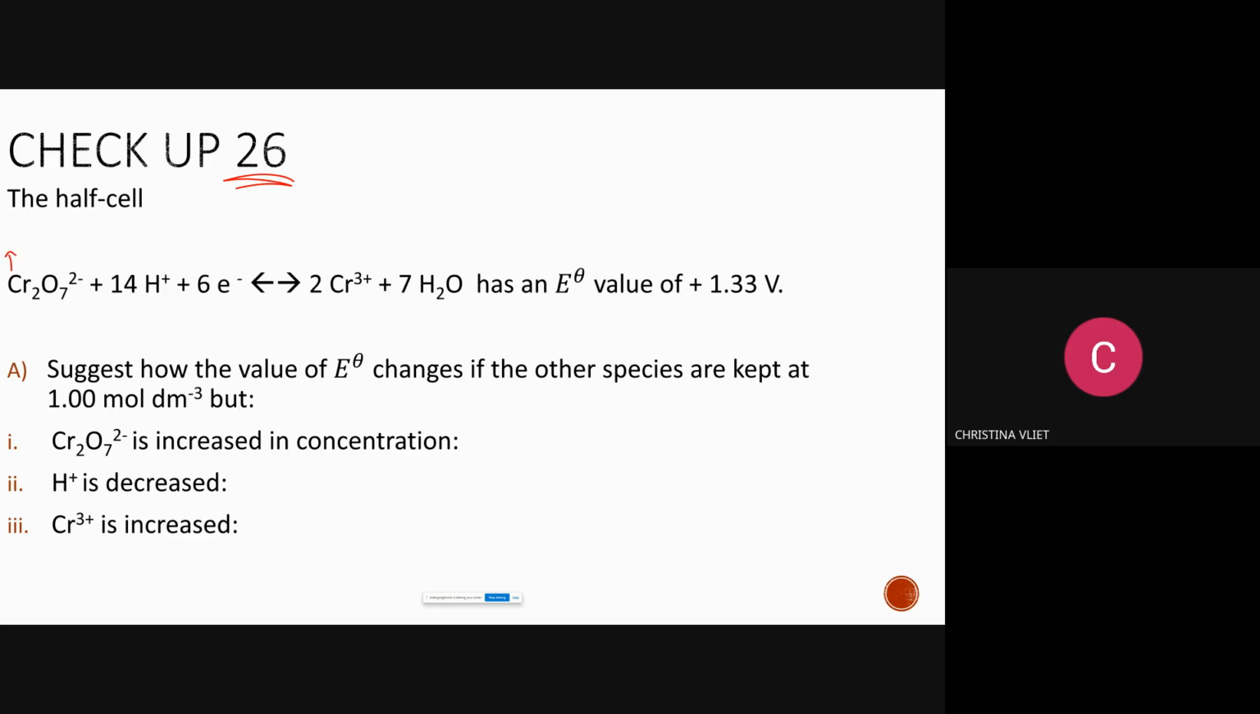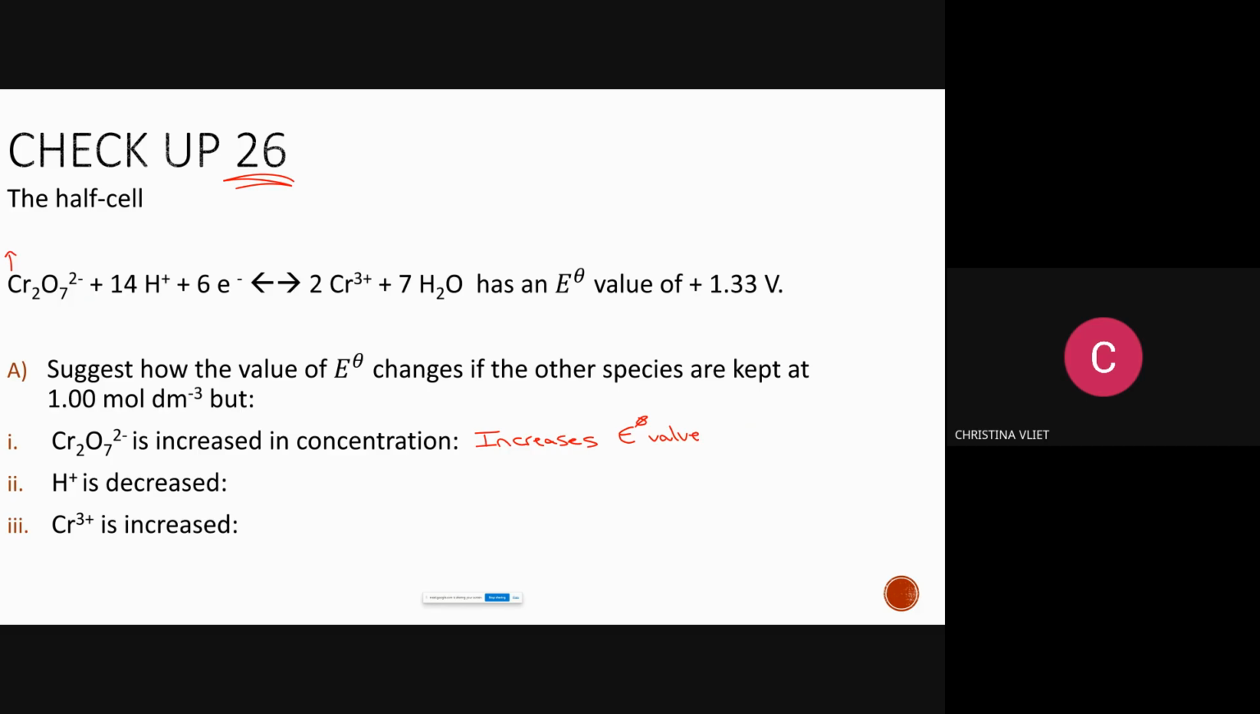CR207, you increase this, right? So put your arrow up here, meaning I have too much reactant versus product. So what does the reaction do? Makes more products. So what happens to the E value? Makes more products means increases. So it's going to be a bigger number than 1.33, right? Some bigger number than 1.33 volts.